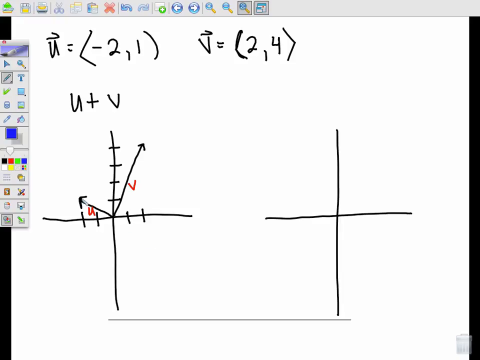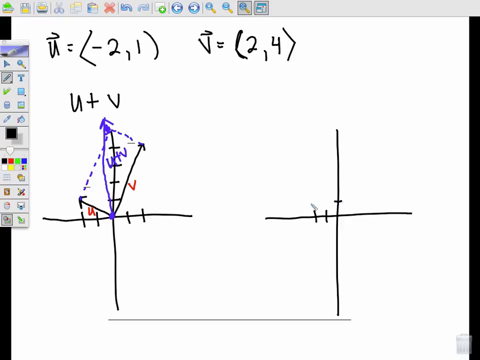So the first thing that we're going to do is create a parallel line here. You do a parallel line with vector v, and you can do a parallel line with vector u. And when they cross, then the addition of the vector is the segment that starts at the beginning and ends where they cross. Okay, so this is vector u plus v. All right, that's one way to do it.